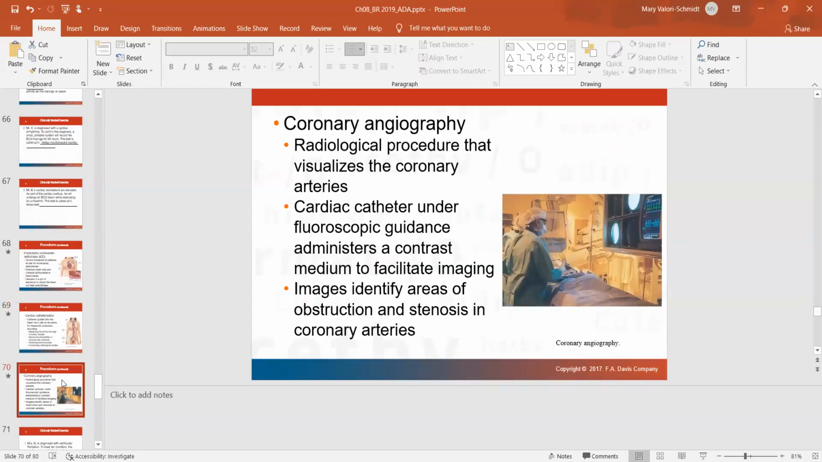Coronary angiography is basically what we do during a cardiac cath. We're looking at the coronary arteries. And fluoroscopic guidance, in other words, while the patient's on the table under an X-ray machine, we're looking at the dye going through the arteries. Is it just flowing right through, or are there obstructions or stenosis or blockages or blood clots there? That's what we're looking for.